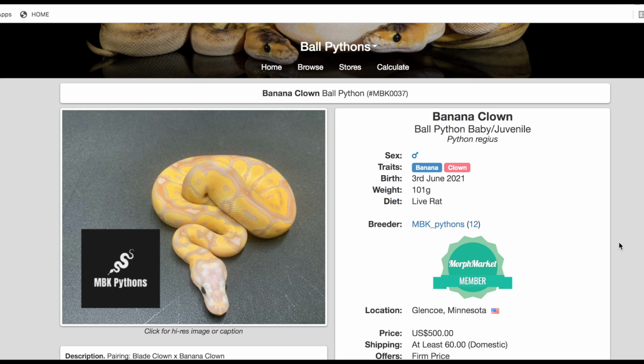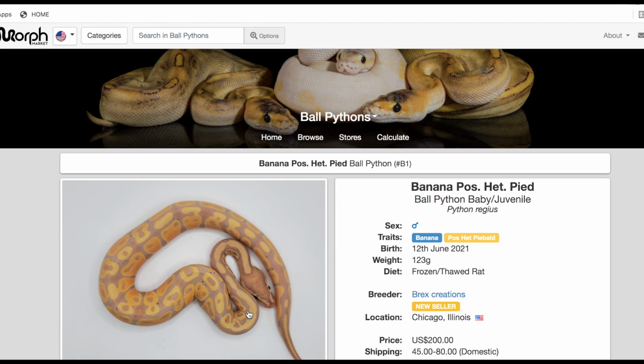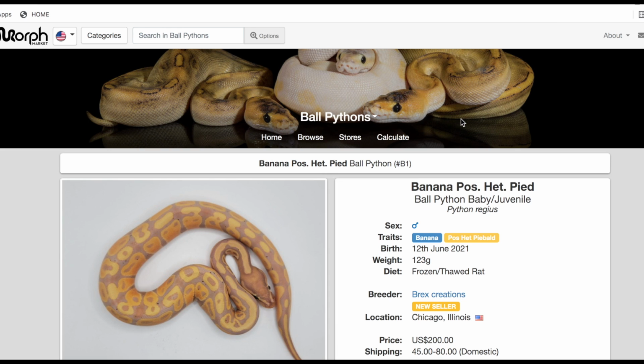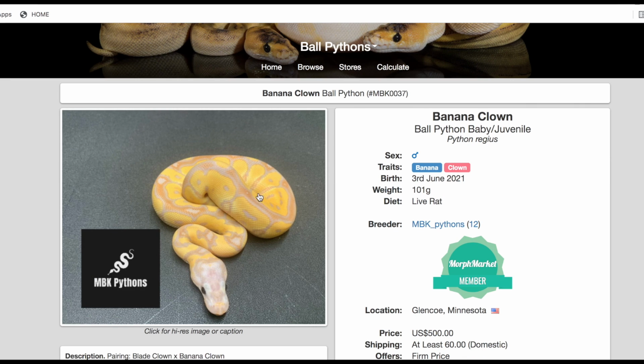So this is kind of off topic, but let me show you what a normal banana looks like. It's going to be this guy. So the pattern looks relatively the same as normal, but the coloring is definitely not. You have the purple, the gray, the yellow, the orange. So if you mix that with the clown, and keep in mind, in order to have visual clowns that come out with banana as well, this guy here has to be het for clown. And then they come out looking like this. It's a pretty cool mix and match kind of situation.